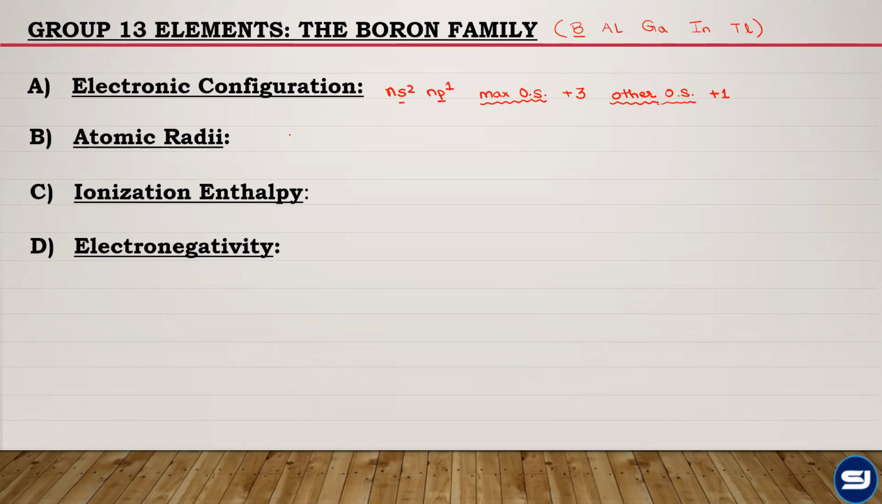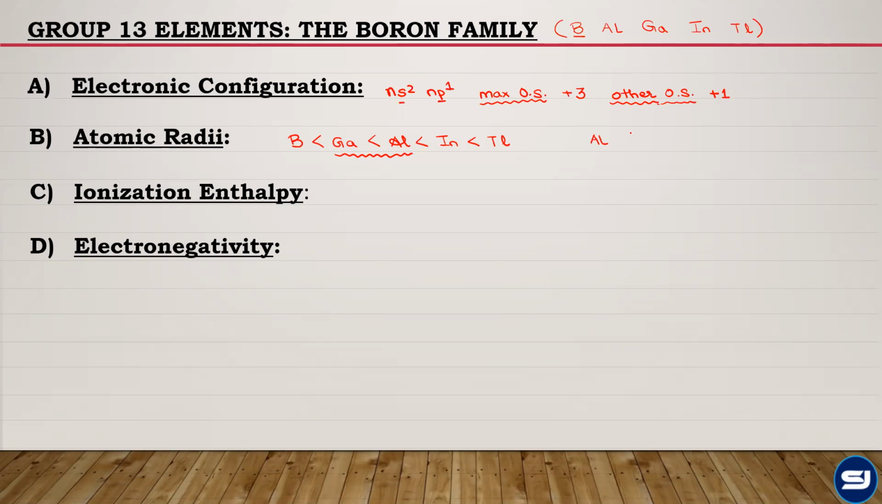And that's why when we write the order for atomic radii, boron is the smallest, followed by gallium, then comes aluminium, and then normal trend indium and thallium. This is the exception, and this is the order. Clear?